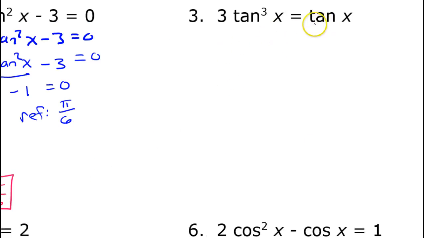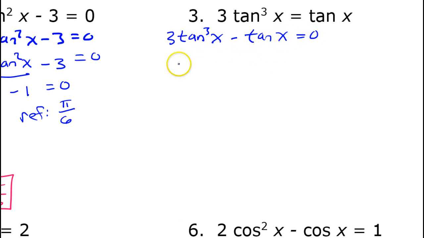All right, looking at problem number 3, again, do not divide by tangent x. That's a little bit tempting. Instead, I'm going to subtract tangent x from both sides. So that's going to give me 3 tangent cubed x minus tangent x is equal to 0.